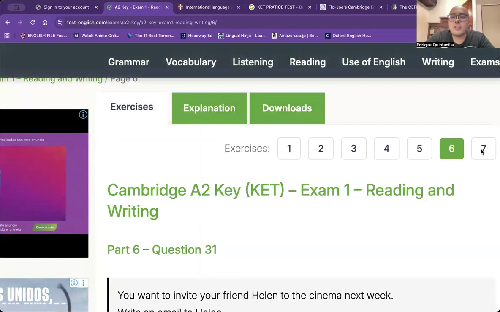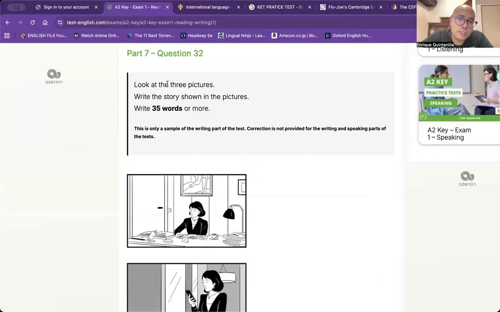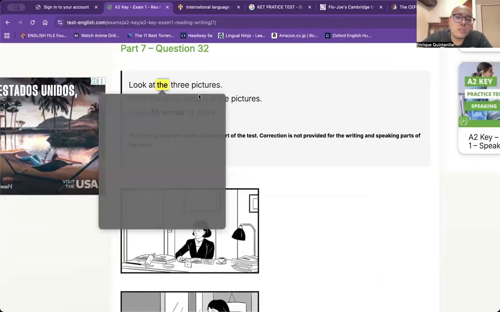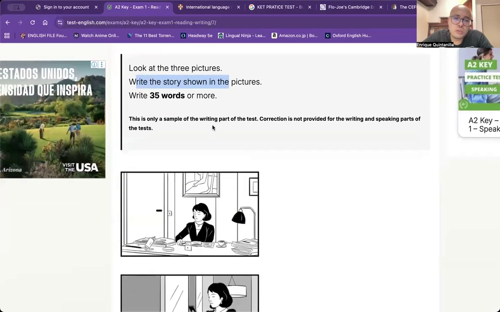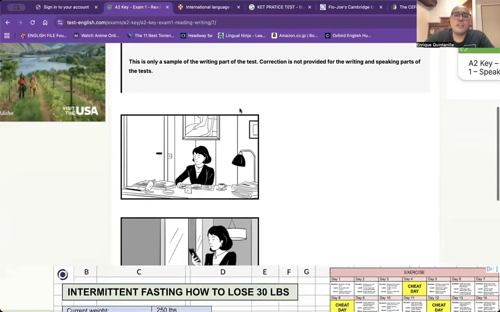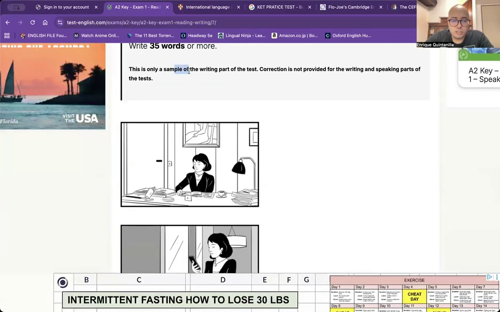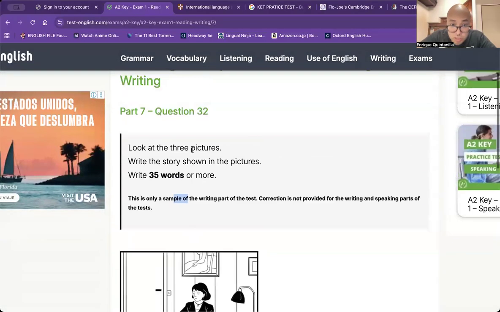The second writing is to write a short story. For example, here it says, look at the three pictures. Write the story shown in the pictures. Write 35 words or more, maximum 50. And this is only a sample. Well, it has other instructions. Because it's a story, I highly recommend that you write the story in past simple.